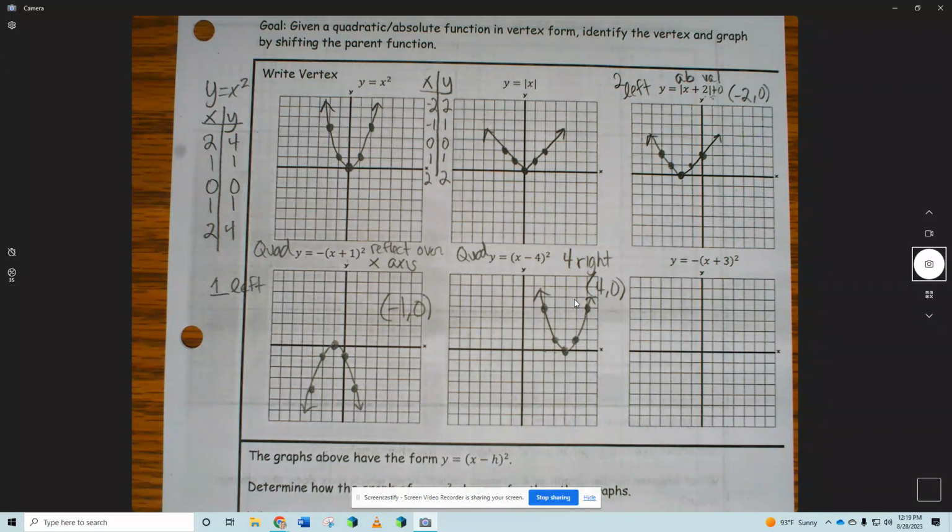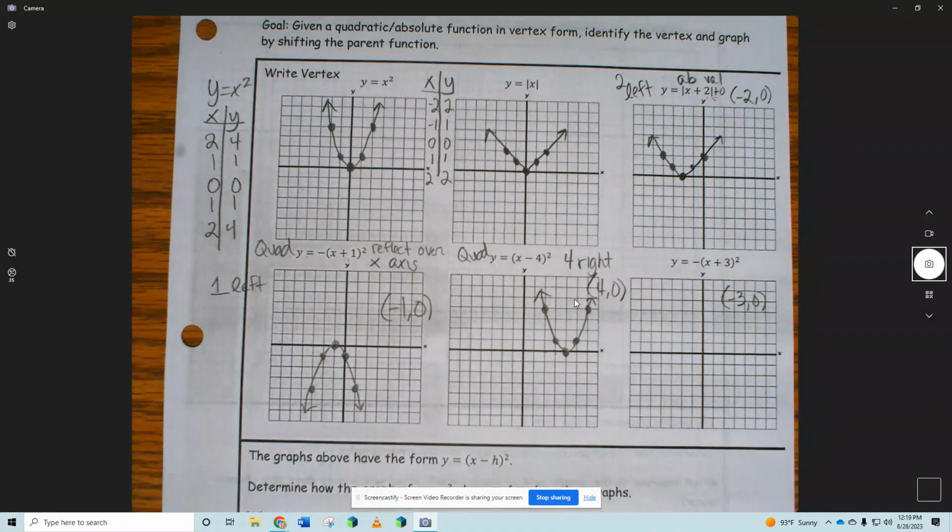Good. You went 3 to the what? Left or right? Left. 3 to the left because it's an opposite sign when it's in parentheses, or absolute value. 3 to the left. My vertex is -3, 0.